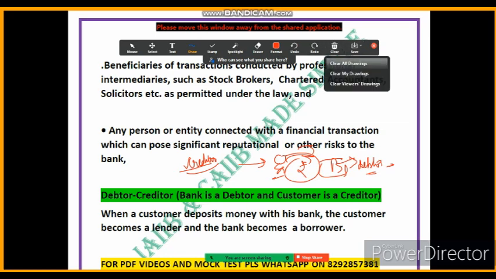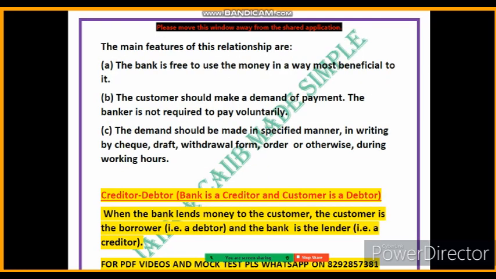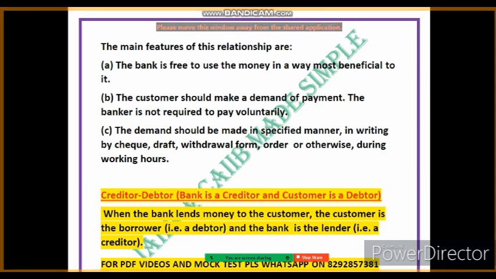Now let's move to the next slide. Let's see the concept explained in the next slide. Let's see the main features of this debtor-creditor relationship. The first point is that when you deposit money in a bank, the bank has the freedom to utilize that money in a manner that benefits its operation. So the bank has freedom.